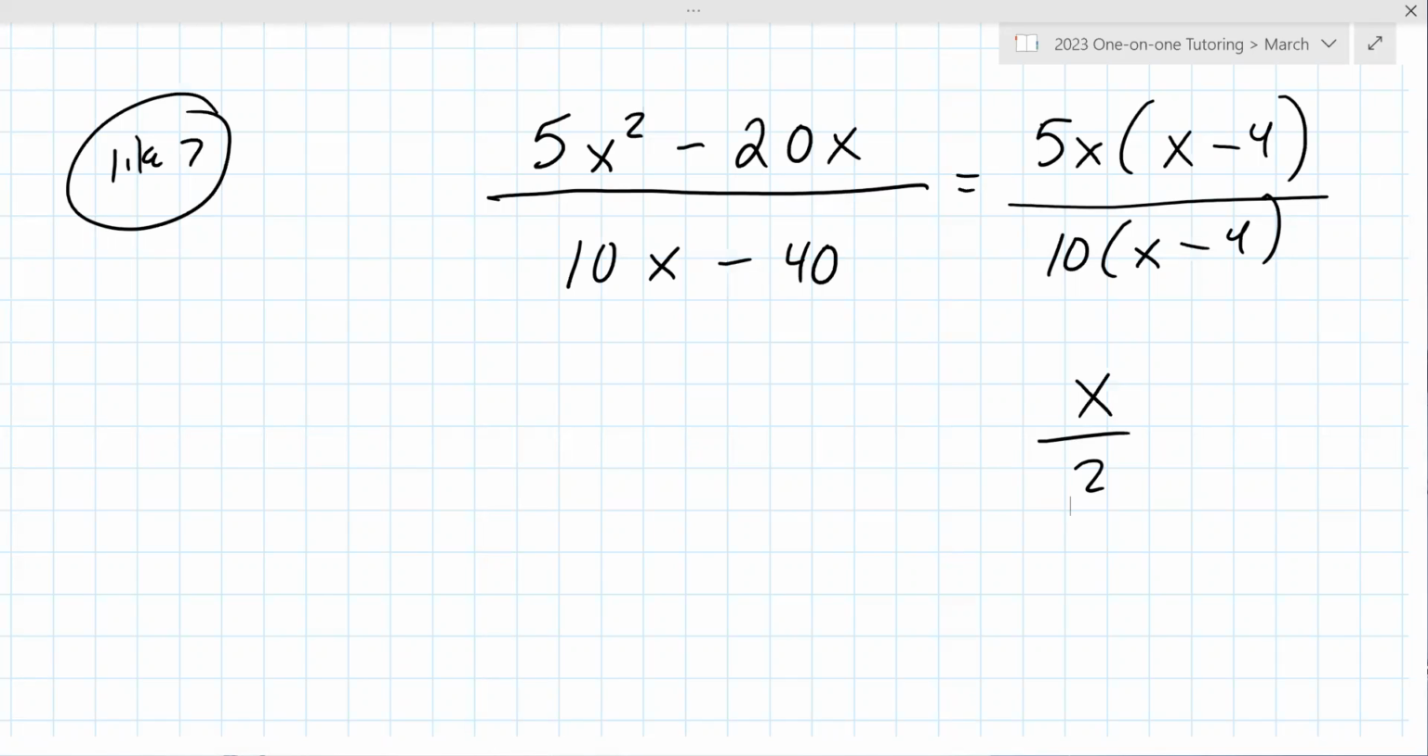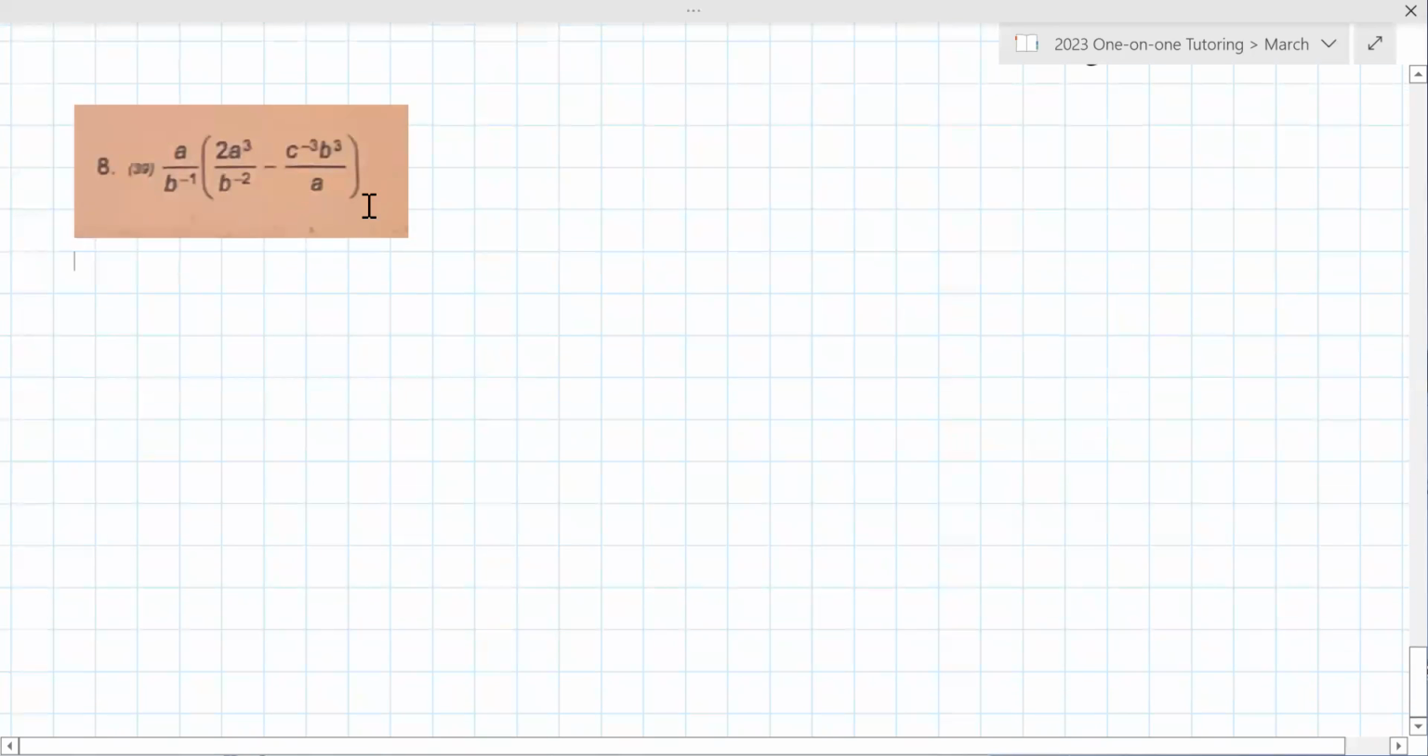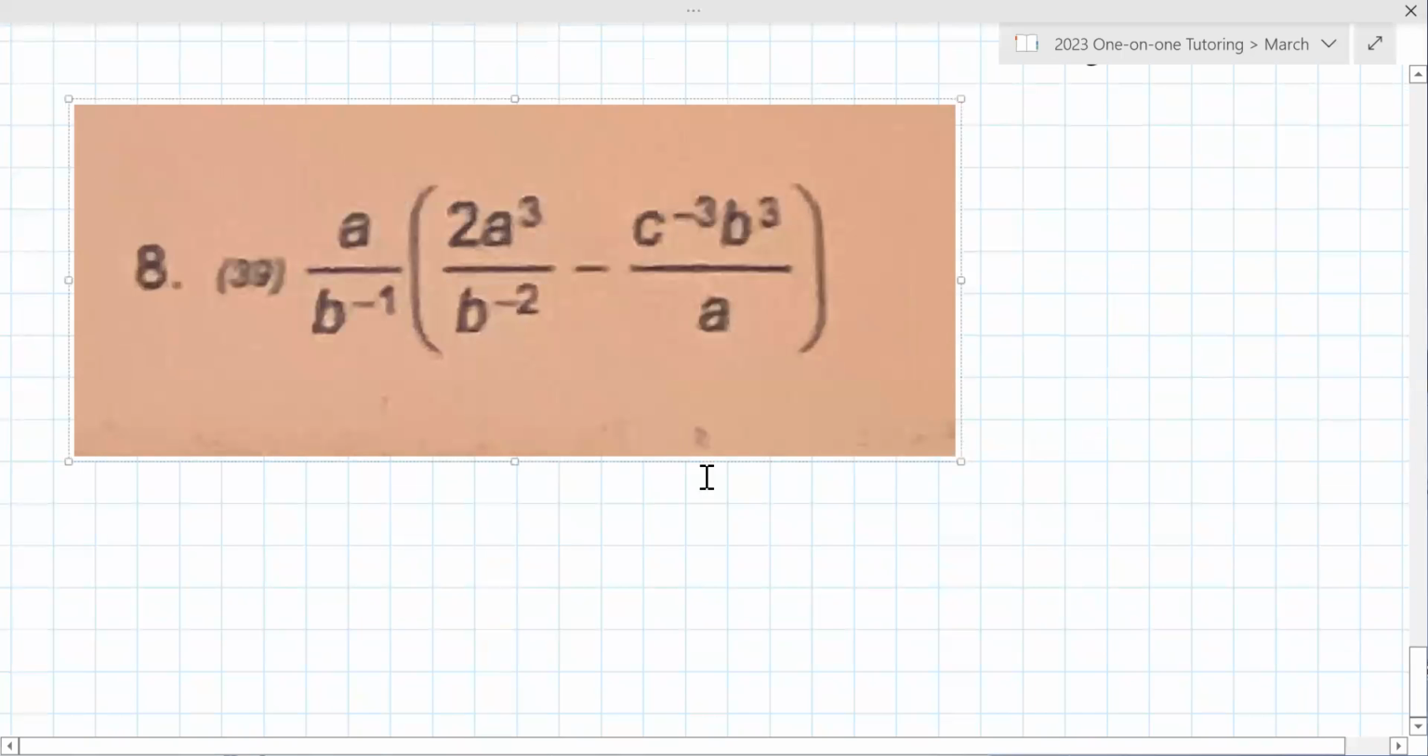Number 8. A over b to the -1 times all this stuff in here, 2a cubed over b to the -2 minus c to the -3 b cubed over a. My general recommendation here would be to eliminate or change the negative exponents.